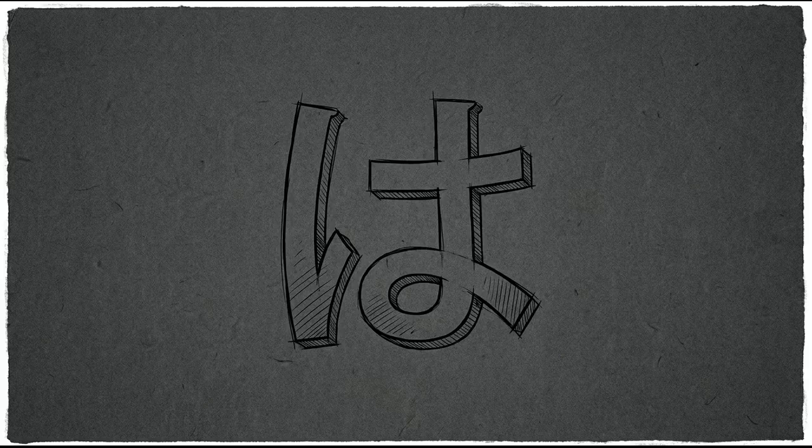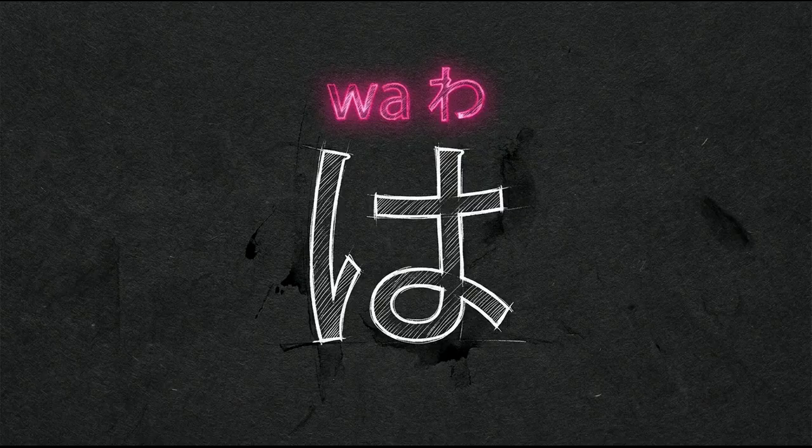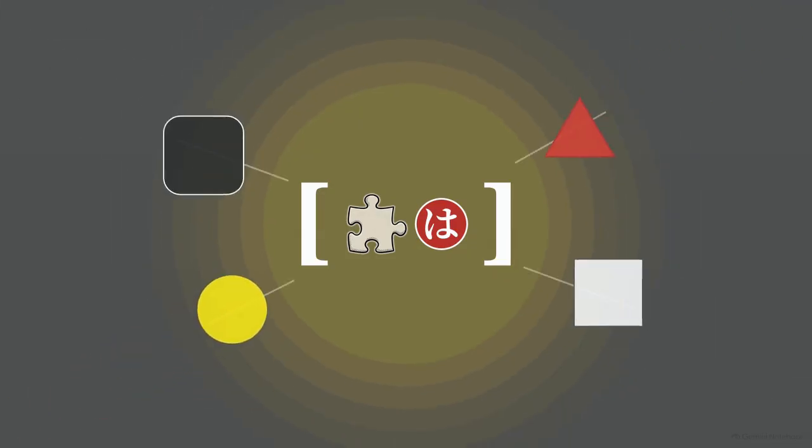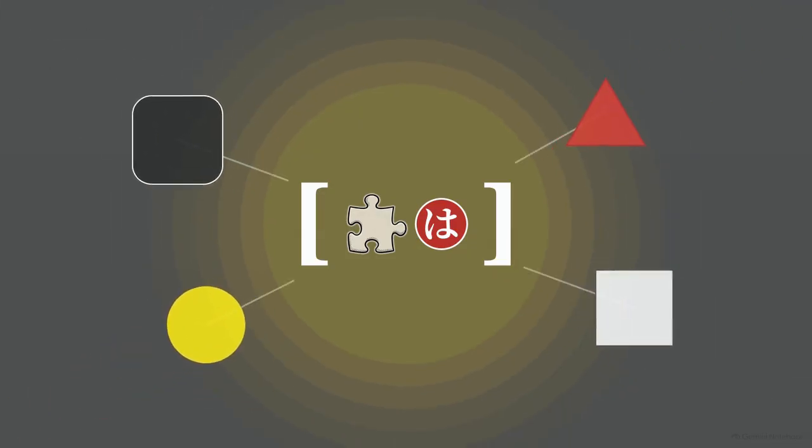If you've studied hiragana, you know this character is normally pronounced ha, but when it functions as a grammatical particle, historical sound changes mean we pronounce it wa. To understand how this particle works, think of it as a stage spotlight. Whatever word you attach this particle to becomes the central star of the entire sentence.